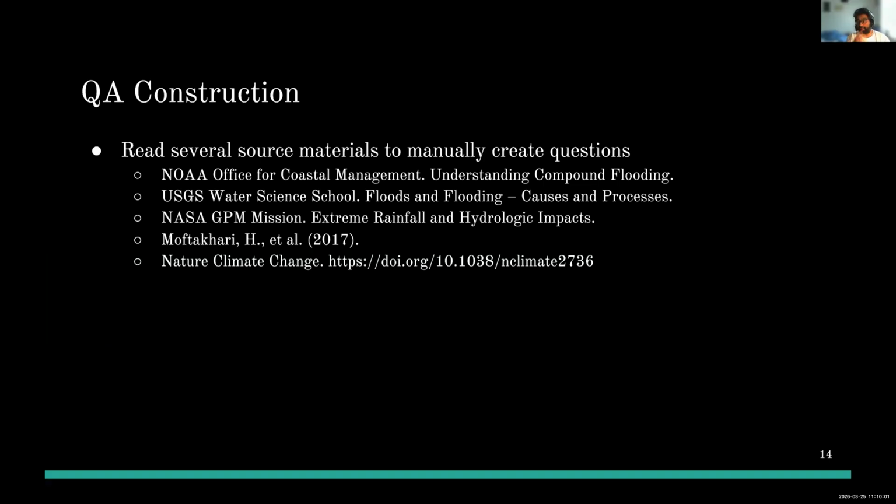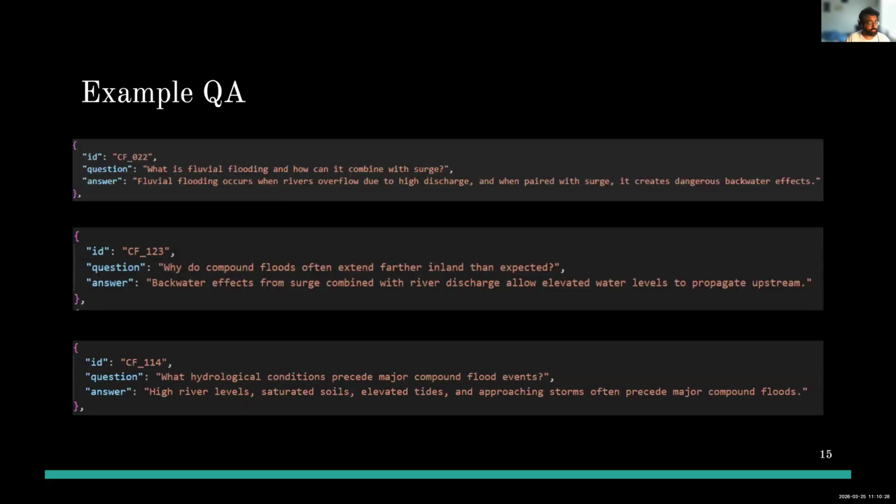So first, in order to test, is my project even working? I have to create some sort of benchmarking. And in order to do so, I created some QA questions manually using certain authoritative sources like NOAA and the USGS. And these include complex questions such as, what hydrological conditions precede major compound flooding events? And these are some other examples.